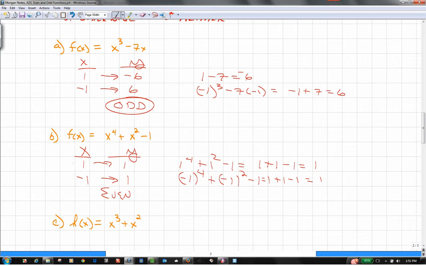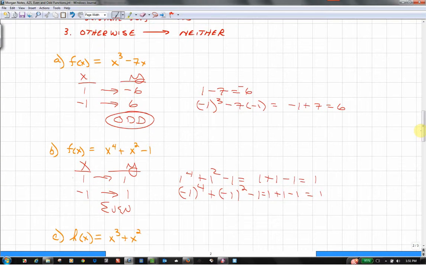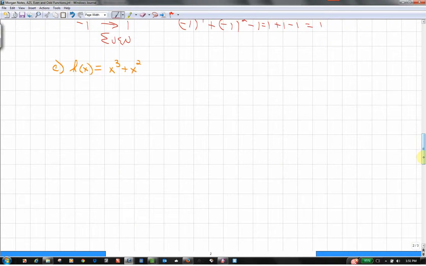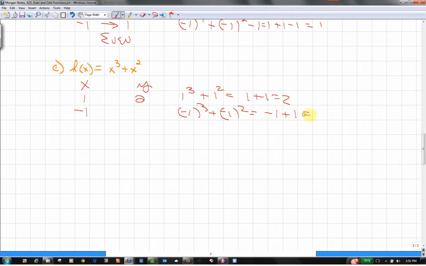Okay, let's do the next one. Let's put x of 1 and a -1 in and see what we get out. If I put 1 in here, I'm going to get 1 cubed plus 1 squared. That'd be 1 plus 1, I get 2 out. If I put a negative 1 in, I get a negative 1 cubed plus a negative 1 squared. Negative 1 cubed is negative 1, negative 1 squared is plus 1, and that would be equal to 0. So for this one, the numbers are totally different, so this would be neither.